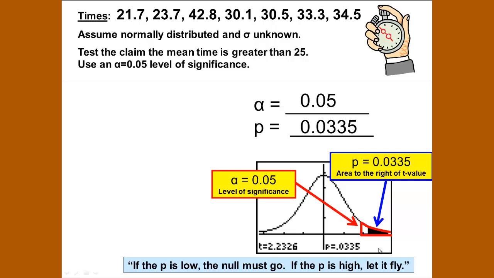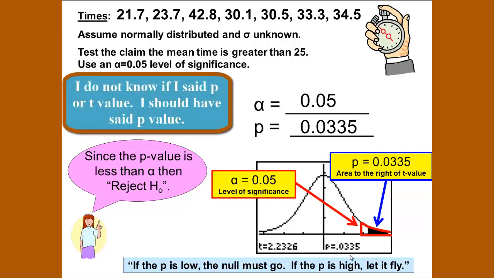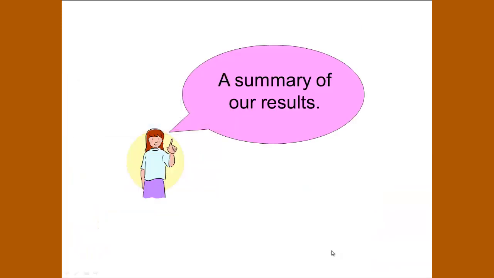If the p is low, that means it is unusual, and the null must go. That means we need to reject H0. Since the p-value is less than alpha, then reject H0. This is unusual. It would be unusual to get a t-value of this nature and the p-value and the probability of 0.0335. Here is a summary of our results.